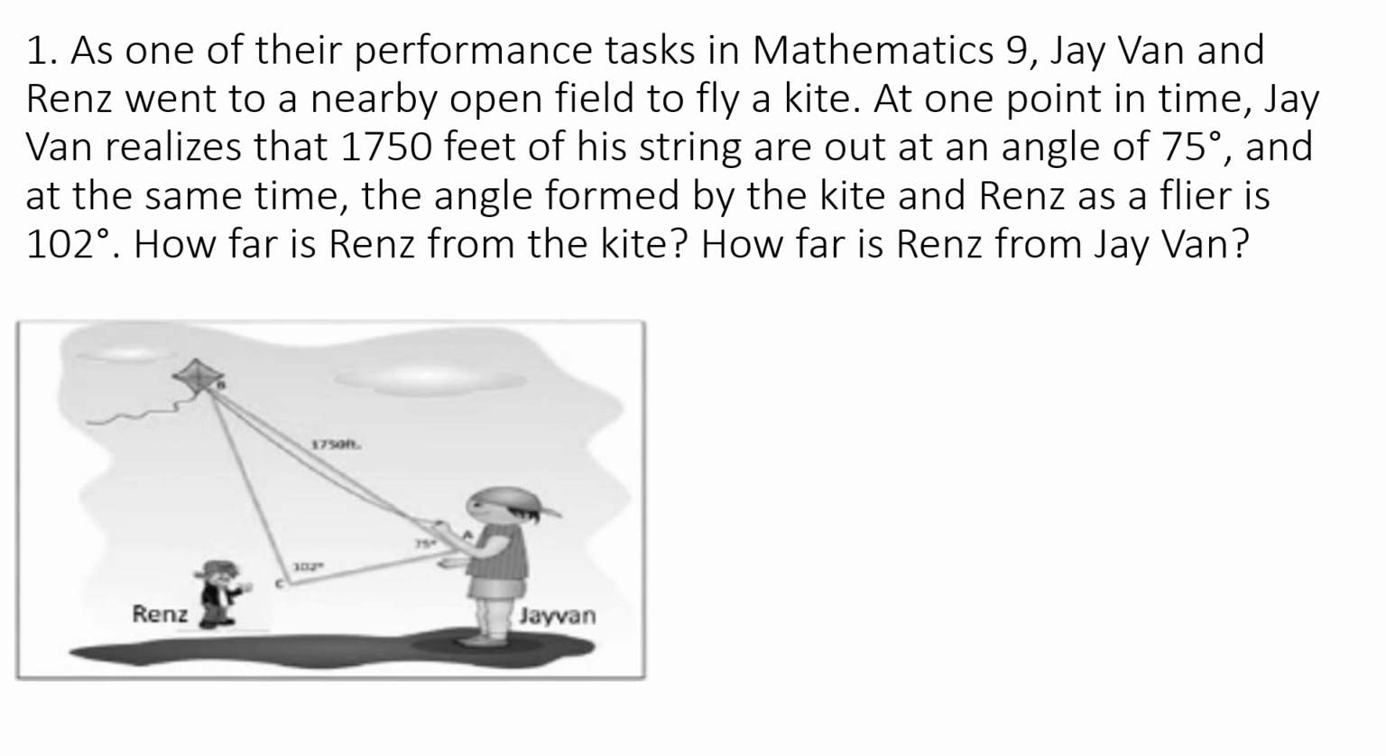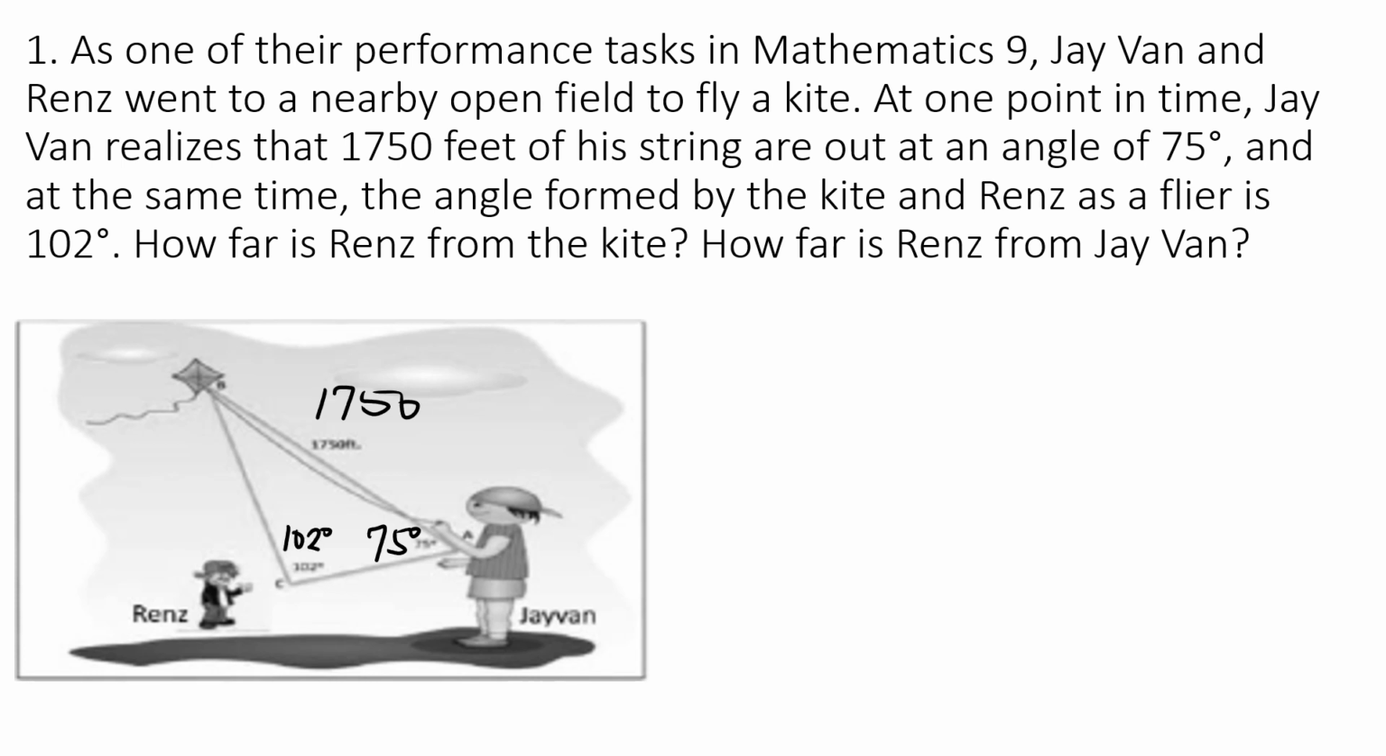Let's have the first problem from our learner's pocket. As one of their performance tasks in Mathematics 9, Javan and Renz went to a nearby open field to fly a kite. At one point, Javan realizes that 1,750 feet of his string are out at an angle of 75 degrees. So this is our 1,750 and this is the 75 degrees.